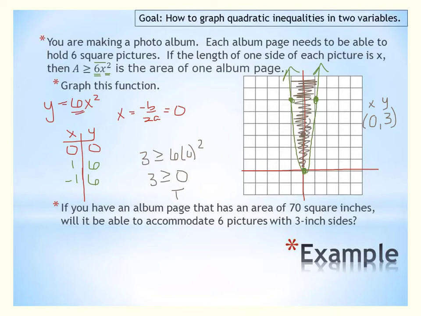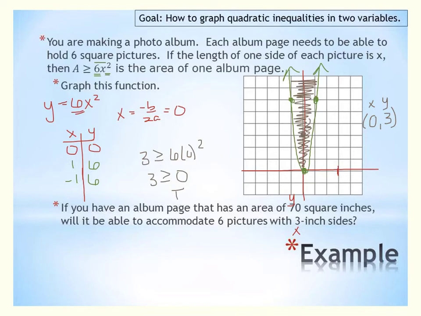Okay? So then our question we have is, if you have an album page that has an area of 70 square inches, will you be able to accommodate pictures with 3-inch sides? And so that's going to be a y, that's going to be an x, so can I go over to 3? 1, 2, here's 3, and if I go up to 70, is that going to be in this parabola? Well, the deal is I didn't make my parabola big enough.